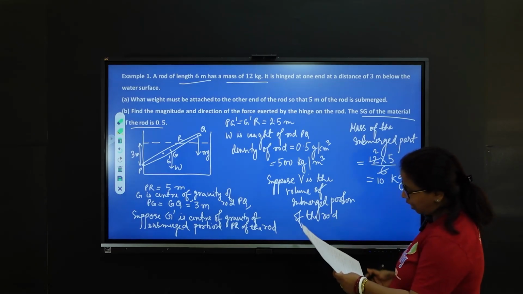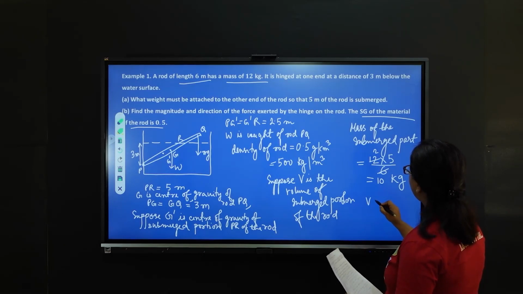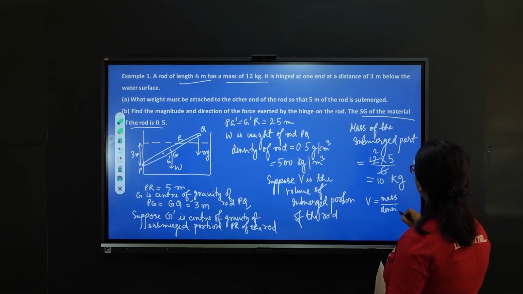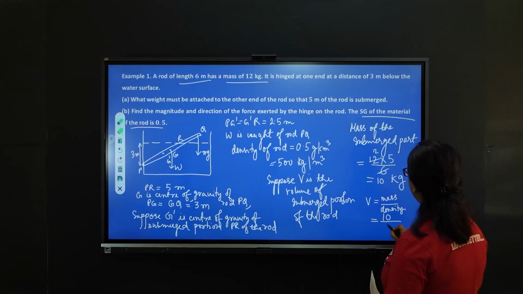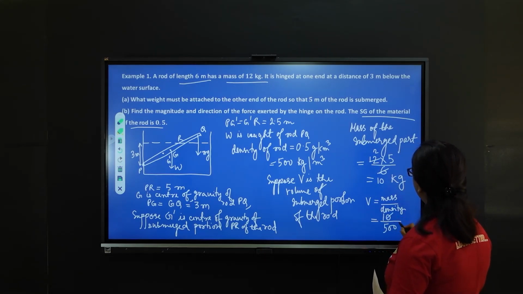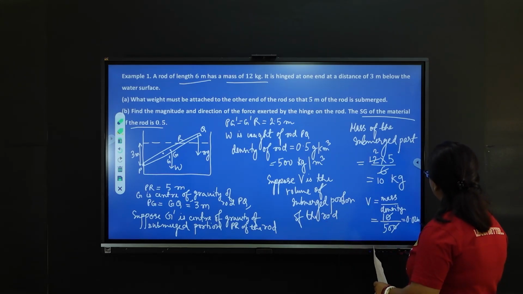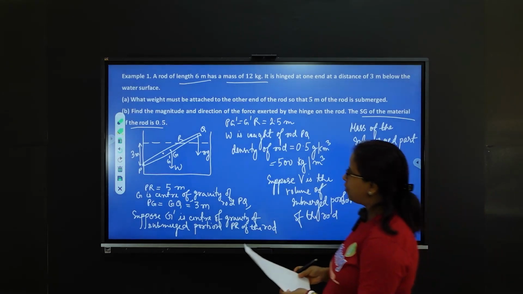So it's easy now to calculate the volume. Volume will be equal to the mass divided by the density. So 10 divided by the density, which is 500. So that's 0.02 in SI units. Now we have the volume.